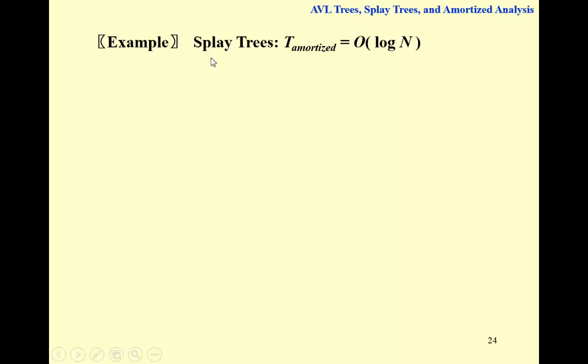Let's try to analyze the splay tree. We claim that the amortized time for each splay tree operation is big O of log n. And let's try to prove it by the potential method. So step 1, let's define the structure, which is simple. We can just define the structure to be the root of the resulting tree, or we can simply define it to be the resulting tree. It's the same. Okay. The key is this potential function.